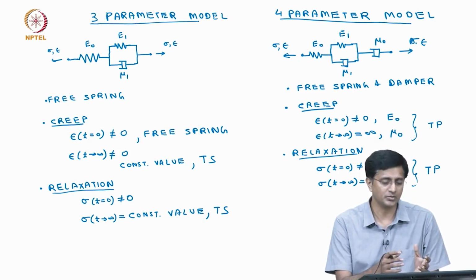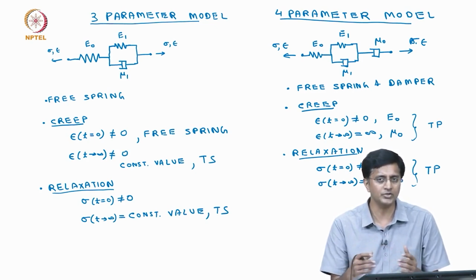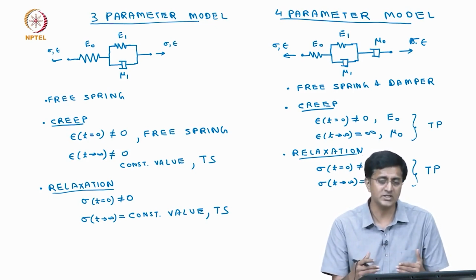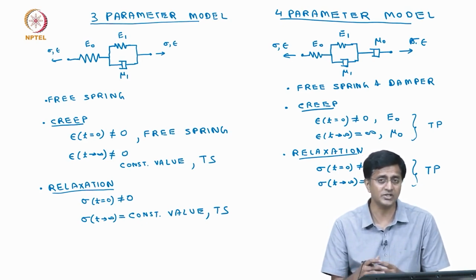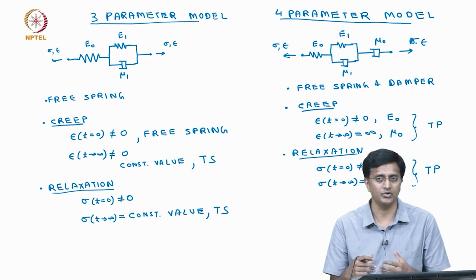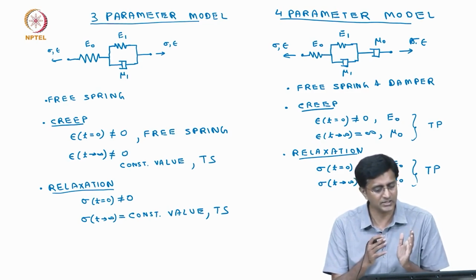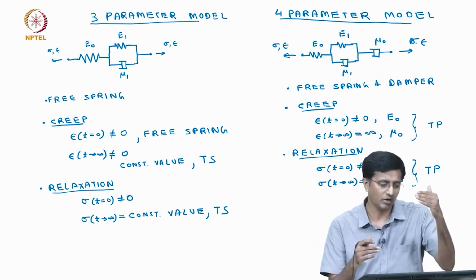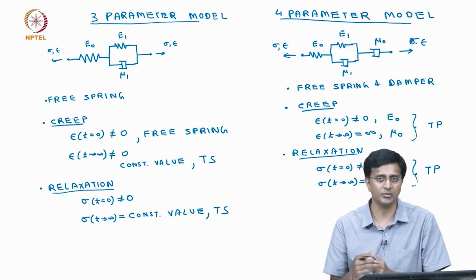So, in that perspective the 3 parameter model and 4 parameter model are commonly used to represent decent behavior, but of course even this is not sufficient to model a real polymer. Usually in reality what people do is they have either a series of Kelvin models in series, or multiple Maxwell models all in parallel. We will discuss all of it in the coming video.